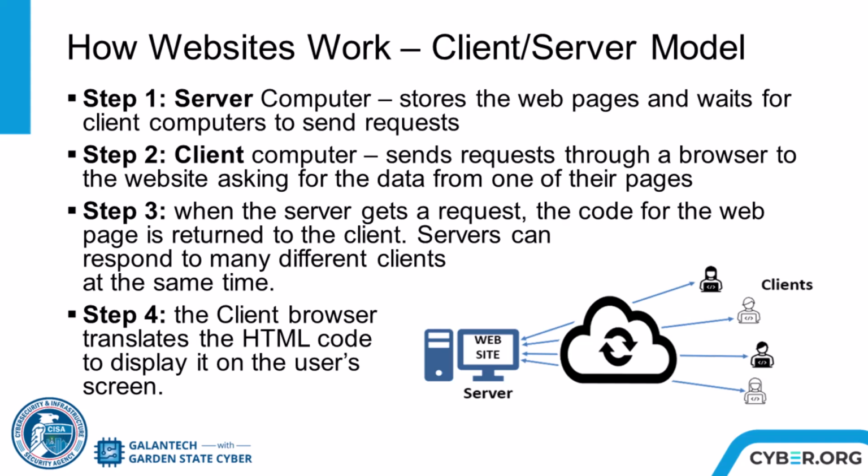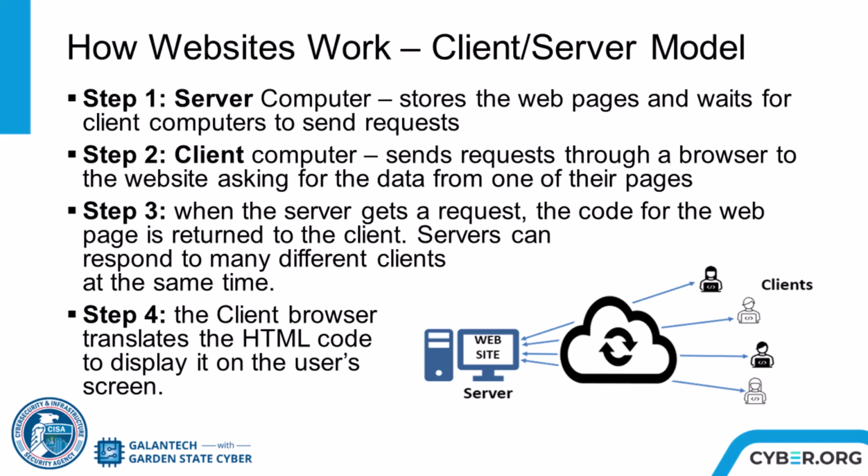This image describes the basic relationship and steps for website code to move between server and client, also known as your computer. The first step is for the server computer to store the web pages. It is waiting for the client computers to send requests. When the client computer does send a request through a browser to the website asking for data from one of their pages, the server will get the request for the data and return the code for the web page to the client. Servers are large and can respond to many different clients at the same time.